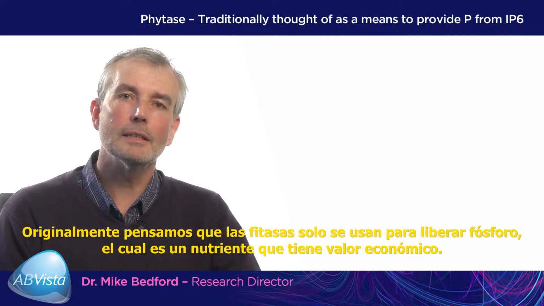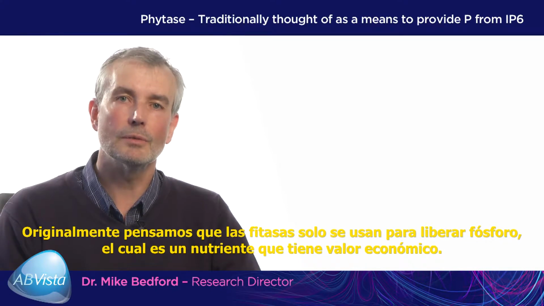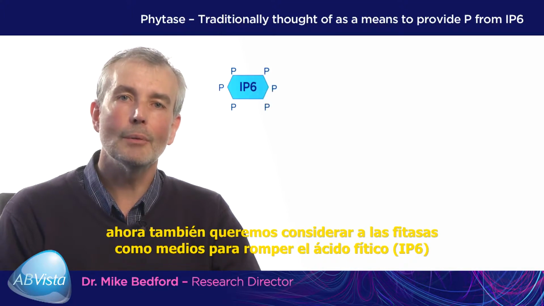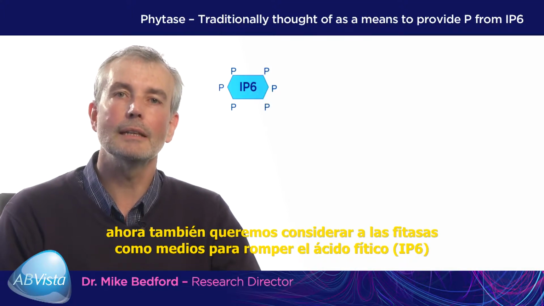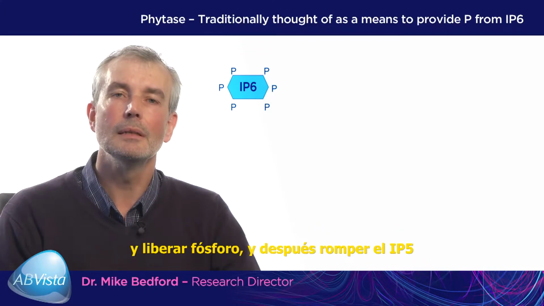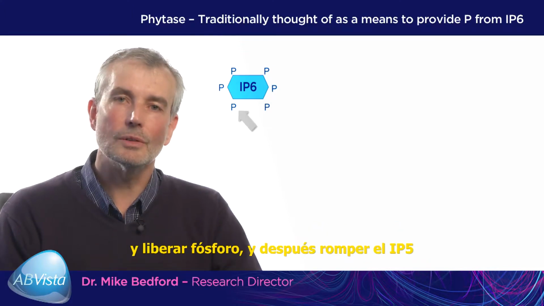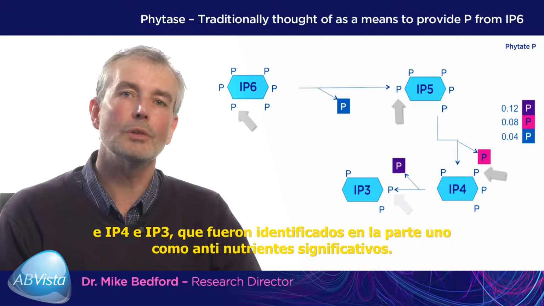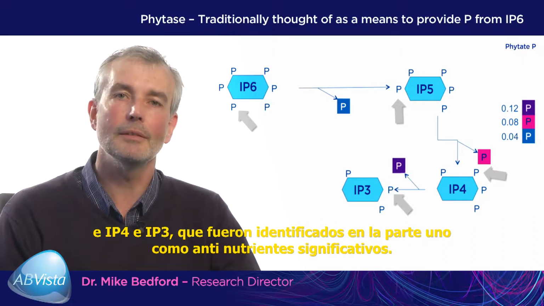Originally, we think of phytases as being used simply to release phosphorus, which is a nutrient which has economic value. However, as discussed in part one, we also now want to consider phytases as a means to break down phytic acid, IP6, and release phosphorus, yes, of course it does, and then breaks down IP5 and IP4 and IP3, which were identified in part one as being significant anti-nutrients in their own right.